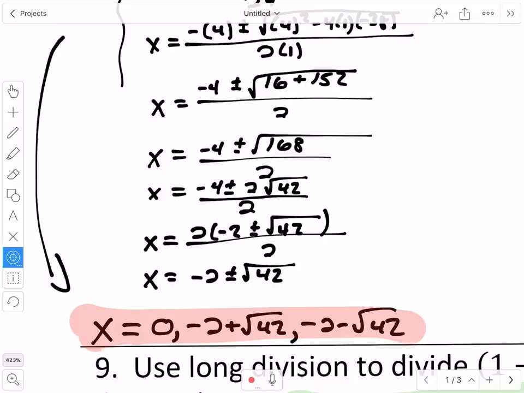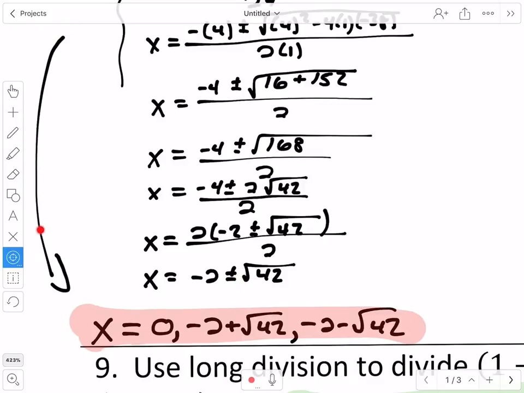168 is not a perfect square, but one of its factors is 4 times 42 is 168. Square root of 4 is 2, so I pulled that out to the front. Now at this point, this here is not a bad answer, but we can do better because we can GCF a 2 out of the numerator, like so. So we can cancel a 2 from the top and the bottom, and we're left with negative 2 plus or minus the square root of 42. That's one of our solutions. Well, that's actually two of our solutions.